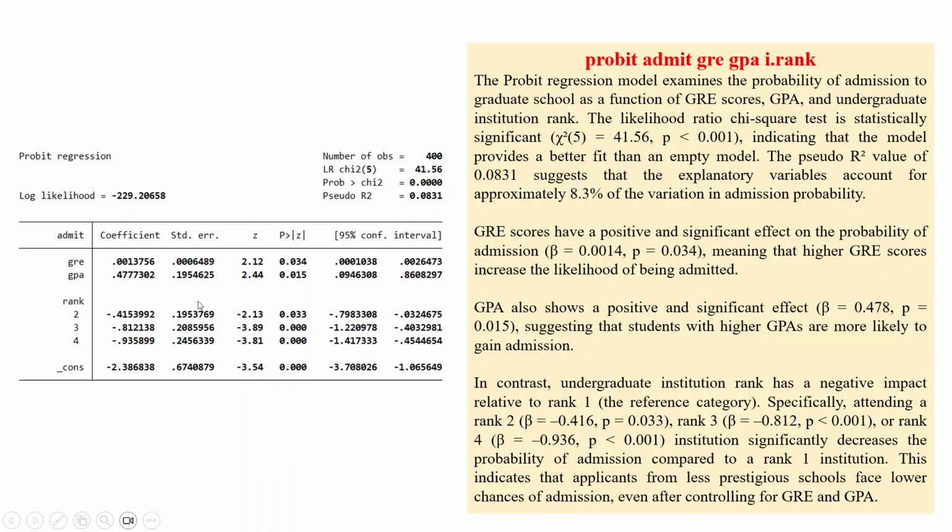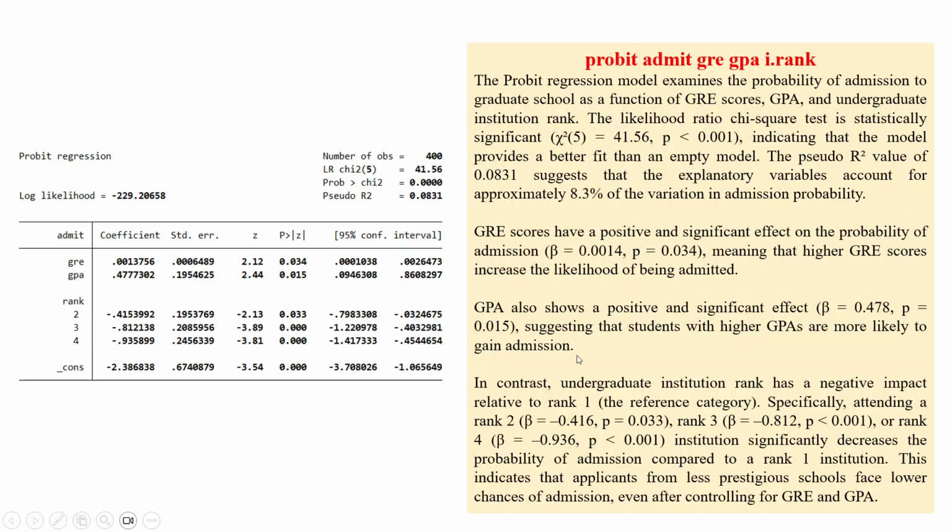What about the GPA? You can see its coefficient is very high, 0.477. P value less than 0.05. GPA also shows a positive and significant effect. Beta is 0.478 and P value 0.015, less than 0.05, suggesting that students with higher GPAs are more likely to gain admission.